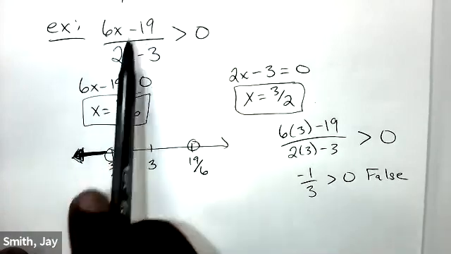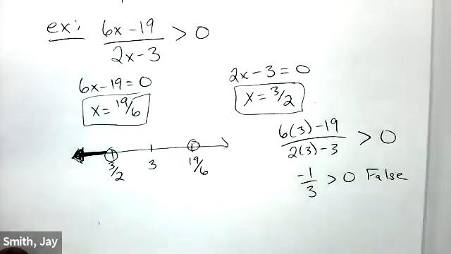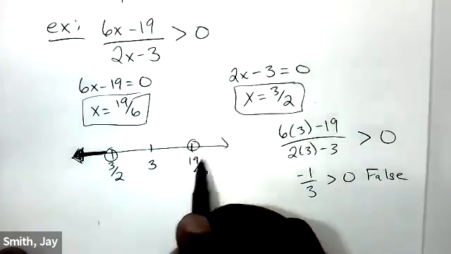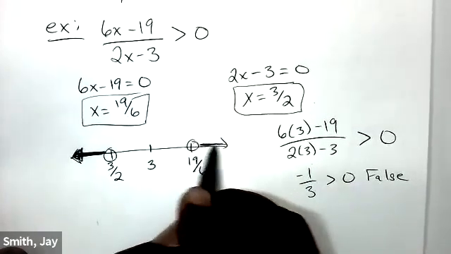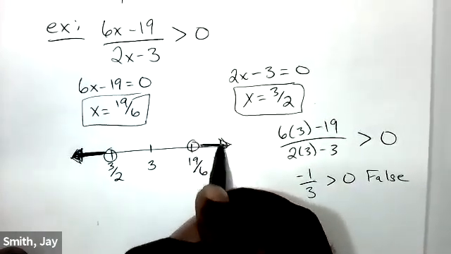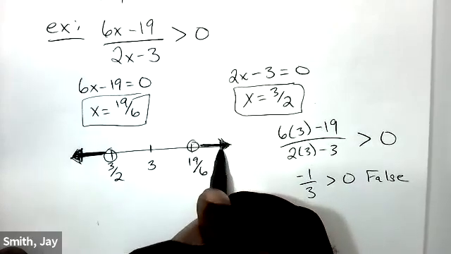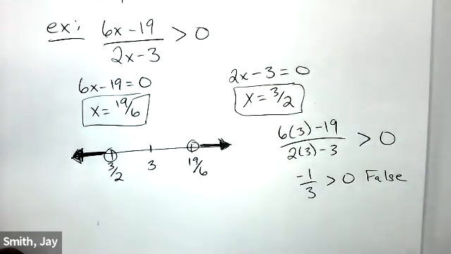Just to be sure, you can pick a value less than 3 halves, or even 0. This will give me negative 19 over negative 3, which is a positive value. Obviously, positive values are greater than 0. But once again, they're typically staggered. So if you want to save some time or you're running out of time on the test, just remember that they're staggered, and 9 times out of 10, you'll get it right.